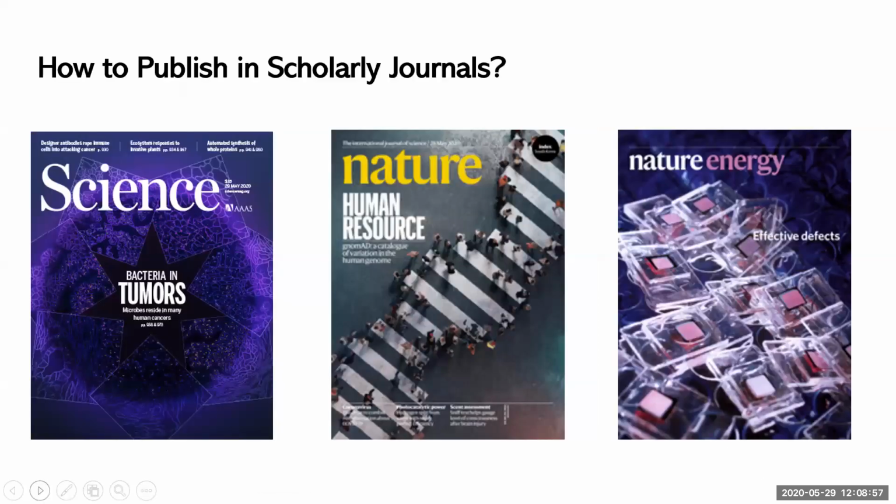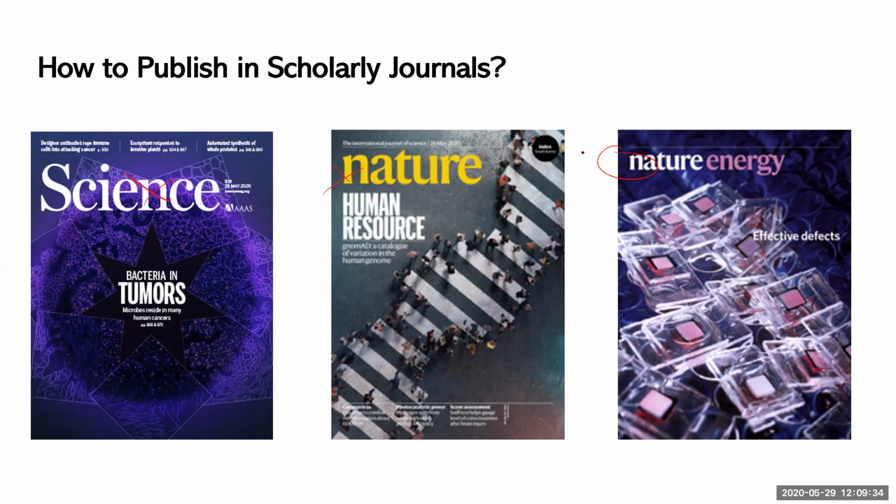So, how to publish in scholarly journals? Of course, everyone has some dream, some target. Everyone wants to publish in high impact journals, good journals, for example Science and Nature. So far I haven't published in any of these, unfortunately. I have some work in smaller journals, but it's still a dream. Everyone wants to publish in good journals. But what is a good journal and where should we publish? There are so many journals, how do you decide?